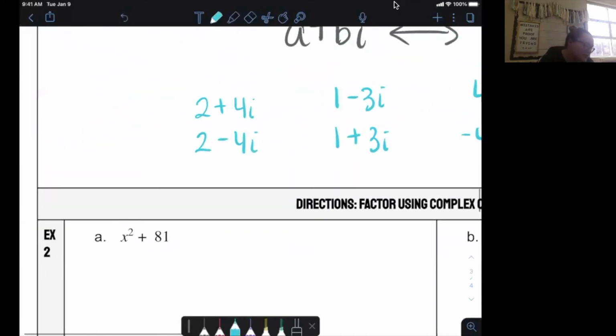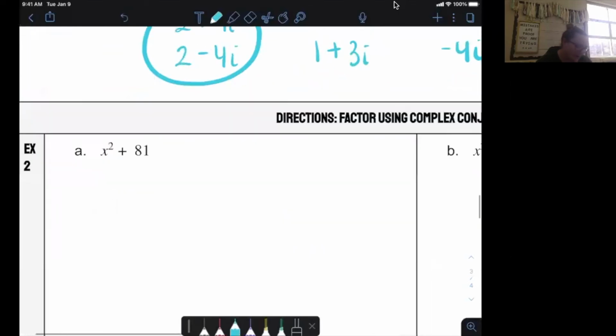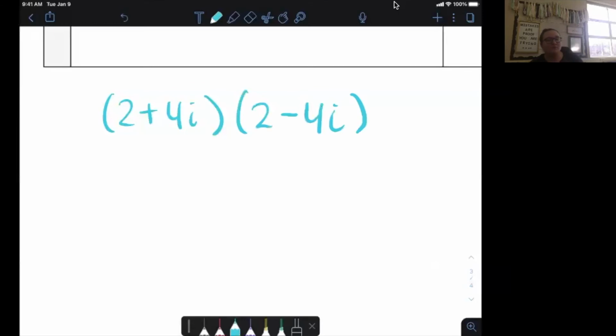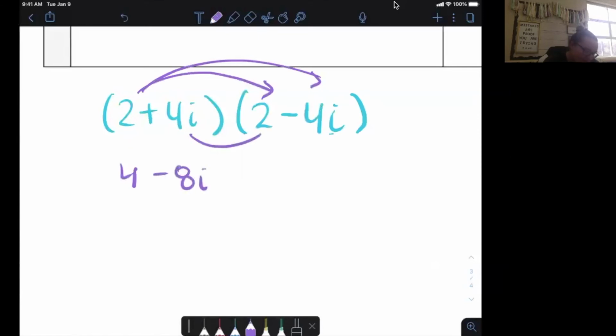Well, let's try something out real quick. Let's take 2 plus 4i, and just do this off to the side on your paper. 2 plus 4i times 2 minus 4i. What do I get when I multiply a complex number by its conjugate? We'll check this out. 2 times 2 is 4. 2 times negative 4i is negative 8i. 4i times 2 is positive 8i. 4i times negative 4i is negative 16i squared.